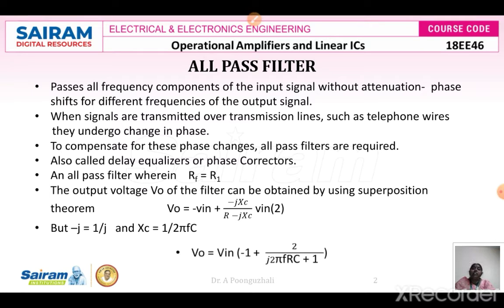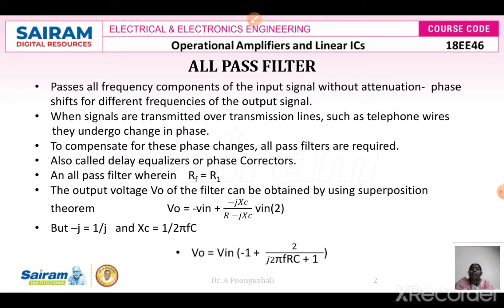Where we are going to use all pass filters is when signals are going to be transmitted over transmission lines, such as telephone wires. When it is transmitted over a telephone line, there are chances of phase change occurring. So to compensate for these phase changes, we are going to use all pass filters. The other names for all pass filters are delay equalizers or phase correctors.